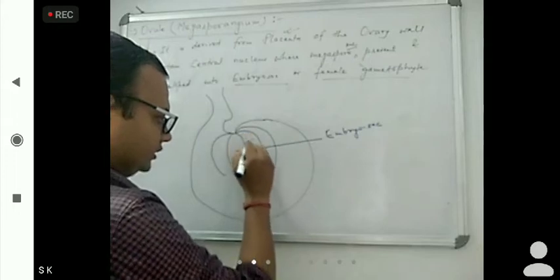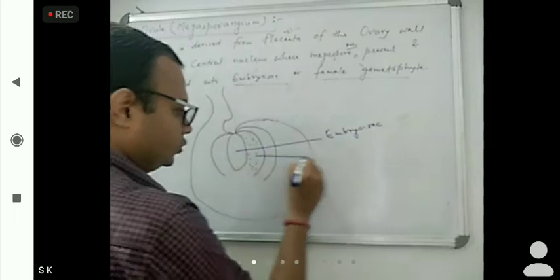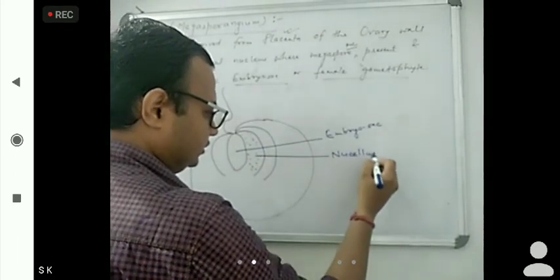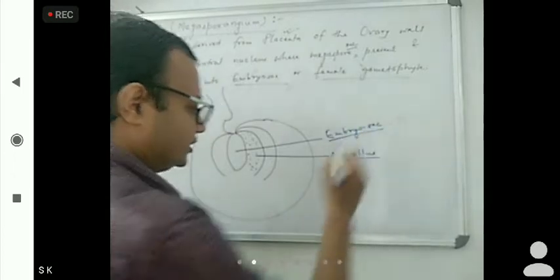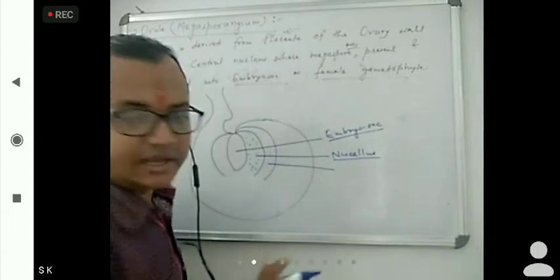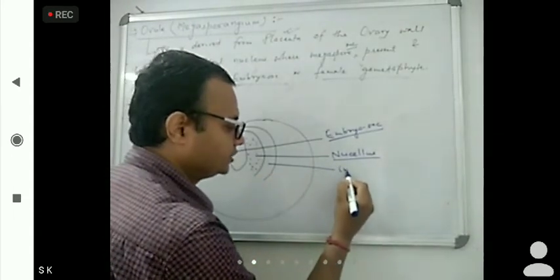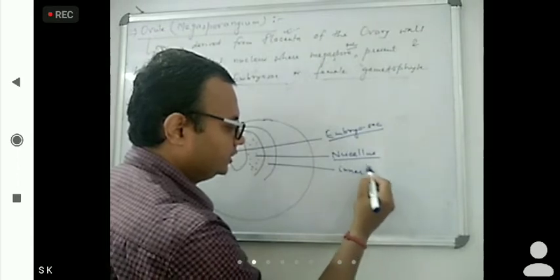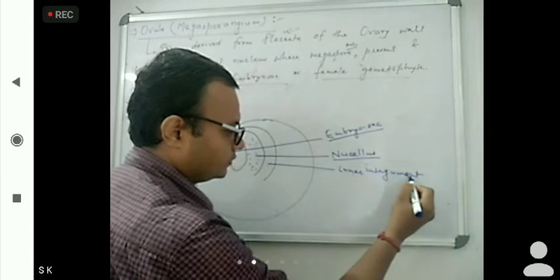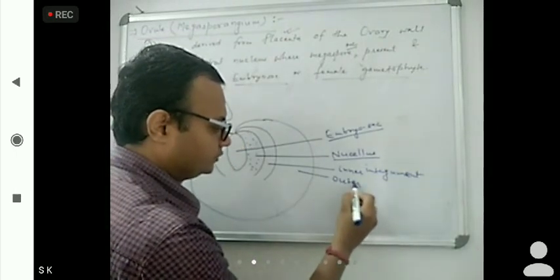These are nutritive parts containing. Okay, so this is known as nucellus. Outside that, it is known as integuments. Now here two integuments are there. So it is the inner integument. This is the outer integument.